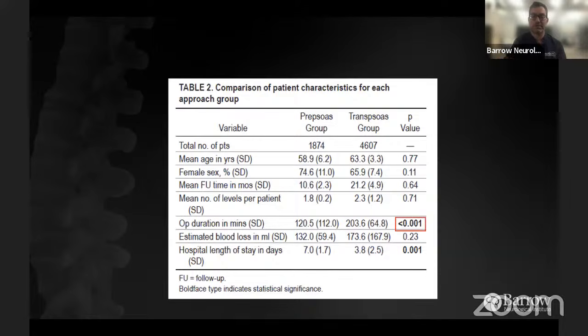The operative duration was greater in the trans-psoas group. This may be related to longer positioning and setup and monitoring. Estimated blood loss was similar, and hospital length of stay was greater in the pre-psoas group.